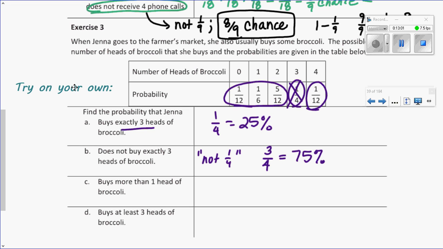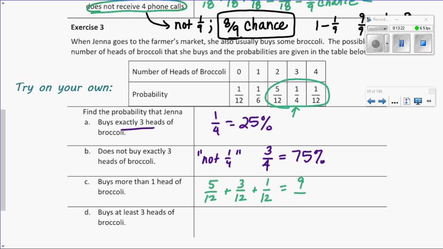How about more than 1? More than 1. So that would be all of these. And that one's not too bad because 5/12 plus 1/4, and 1/4 is the same as 3/12, and then 1/12. So really the only one I had to change was the 1/4. 5 plus 3 is 8, 8 plus 1 is 9, and 9/12 is 3/4. So there's also a 3/4 chance that I would buy more than 1 head of broccoli.